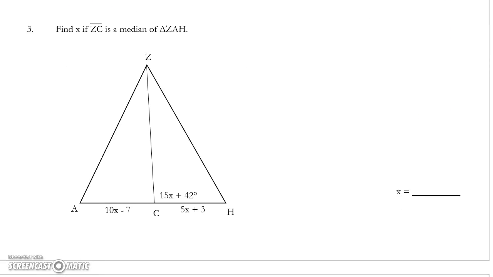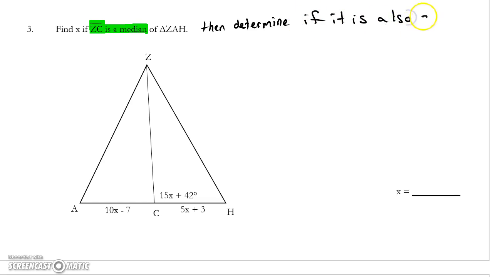Number 3. This is a much more important type of problem. It says that segment ZC is a median. You're going to notice that I'm going to make it look like, hey, wait a minute, that might be 90. It's not. You can never assume it's 90, especially since I'm going to oftentimes say, find x if segment ZC is a median, then determine if it is also an altitude.